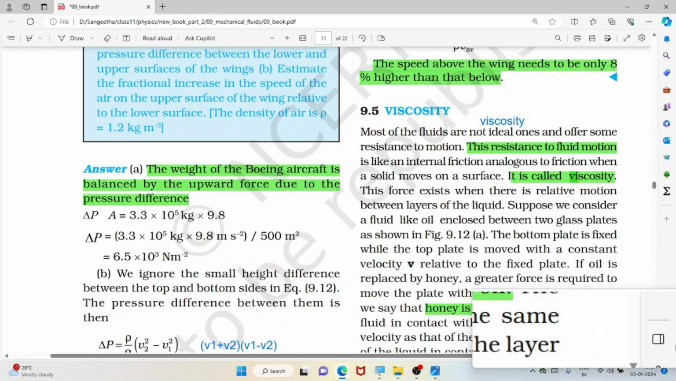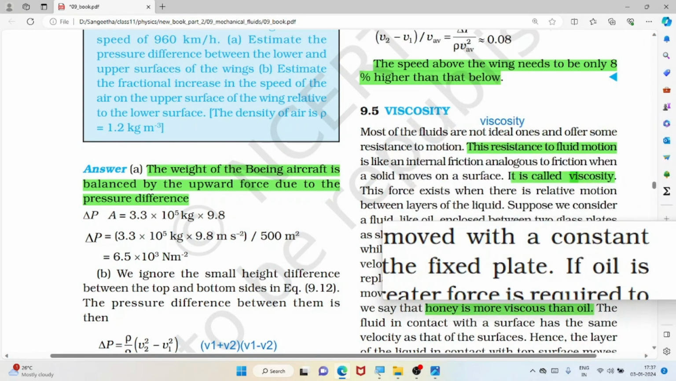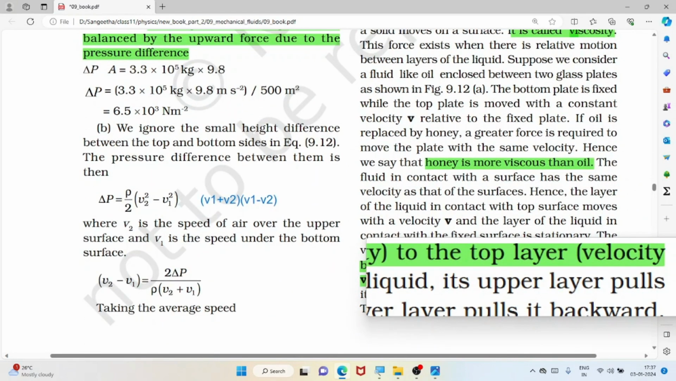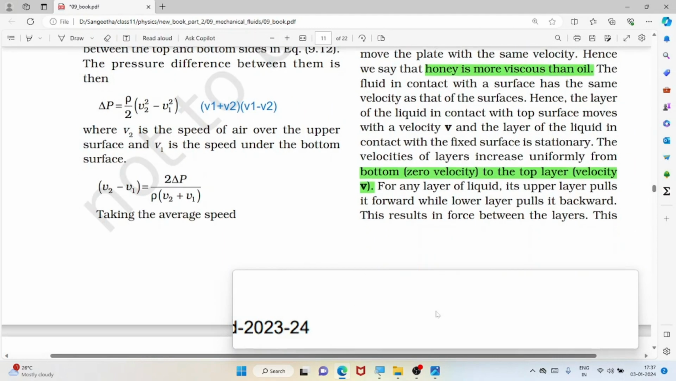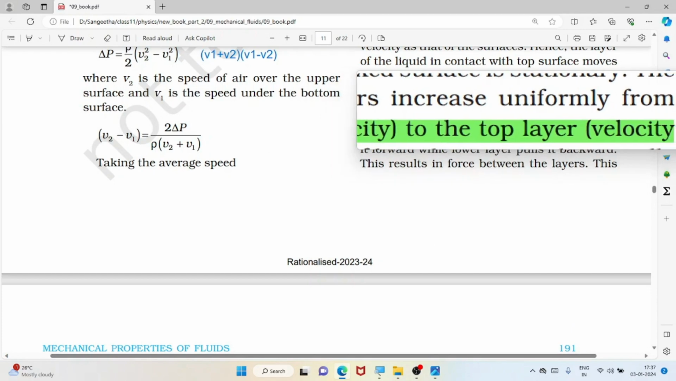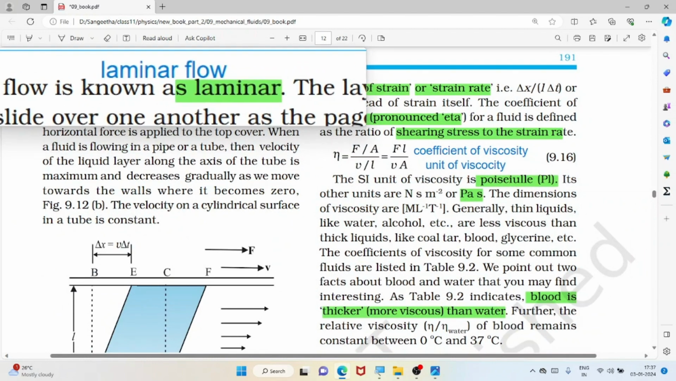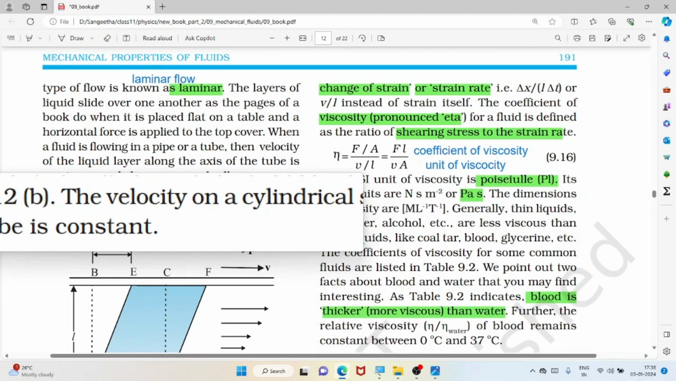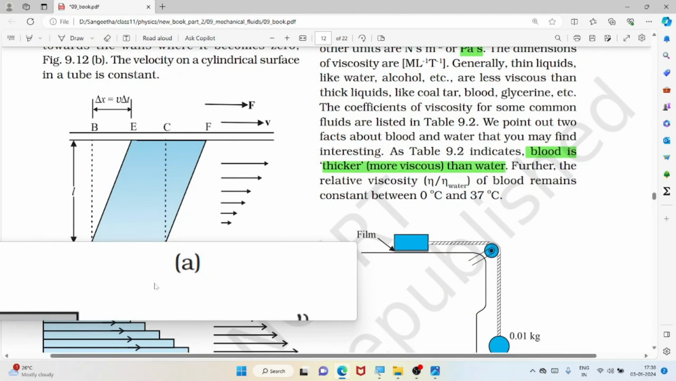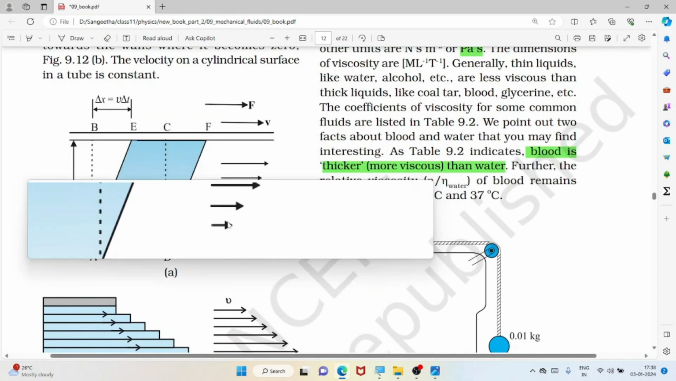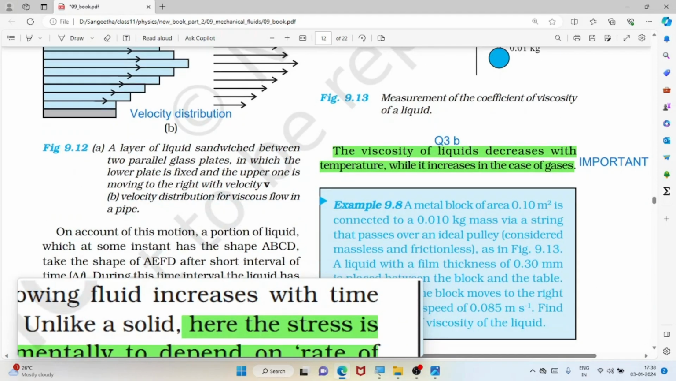What is viscosity? Viscosity is nothing but resistance to flow. This resistance to the flow, the motion, is called viscosity. Honey is more viscous than oil. What is laminar flow? In laminar flow, the bottom is fixed and the top has some velocity. See here, there is some velocity at the top, but at the bottom there is no velocity. Velocity distribution.